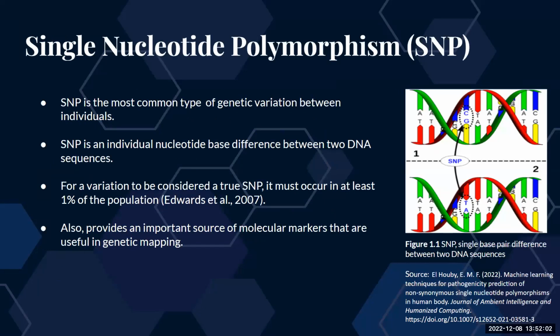Single nucleotide polymorphism, or SNP. SNP is the most common type of genetic variation between individuals. SNP is a point mutation and can also be defined as an individual nucleotide-based sequence difference between two DNA sequences. The figure on the right shows a single base pair difference between two DNA sequences, and this is an example of SNPs. In humans, for a variation to be considered a true SNP, it must occur in at least 1% of the population. It also provides an important source of molecular markers that are useful in genetic mapping. Now, I will pass it on to Javier for the introduction.